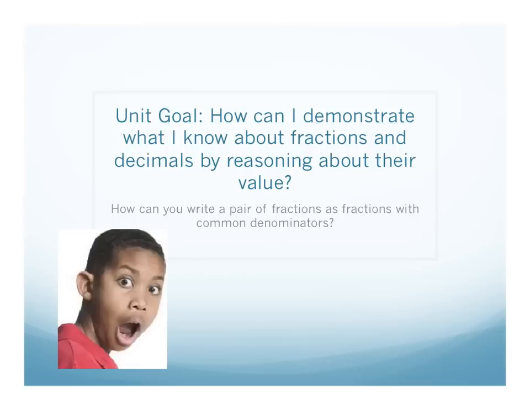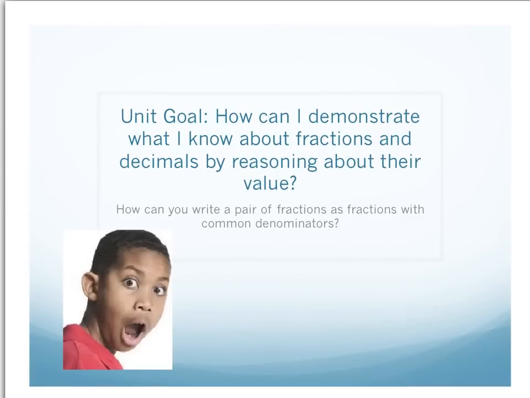You know that your unit goal is how can I demonstrate what I know about fractions and decimals by reasoning about their value? Well, today what we're going to focus on is writing a pair of fractions as fractions with common denominators. So you're going to see the word common denominators being used throughout this lesson.